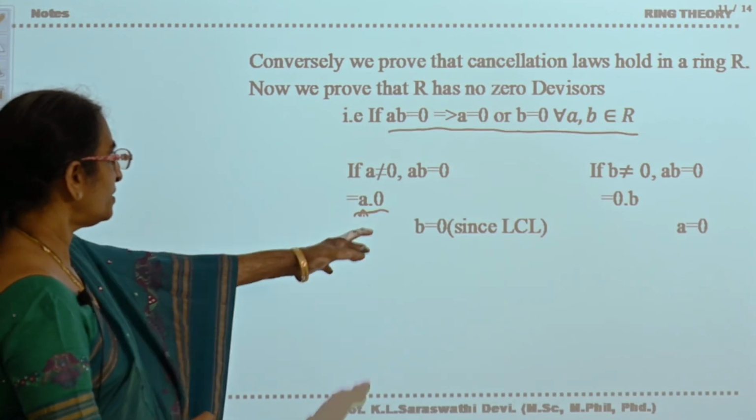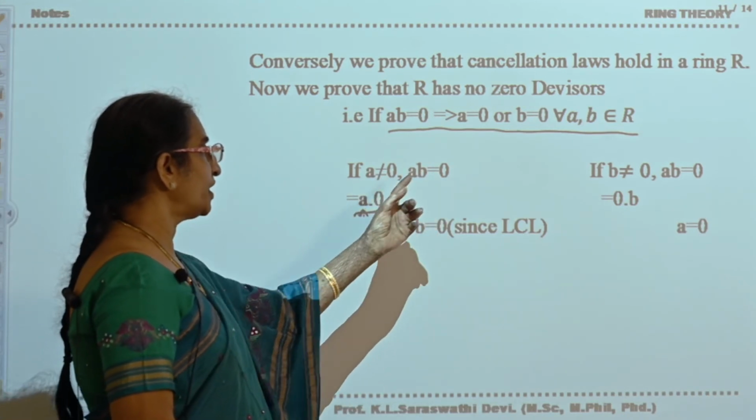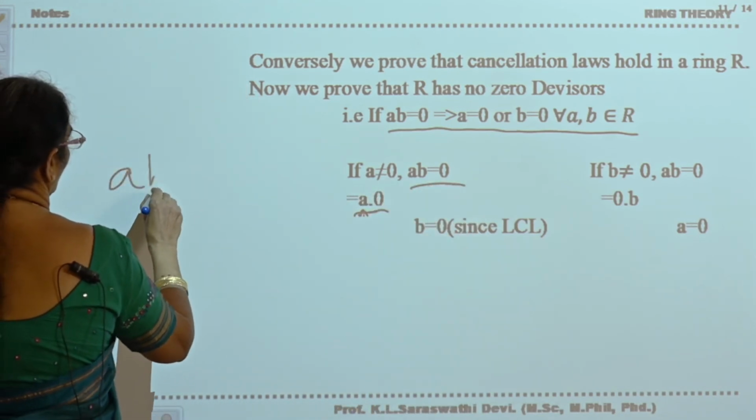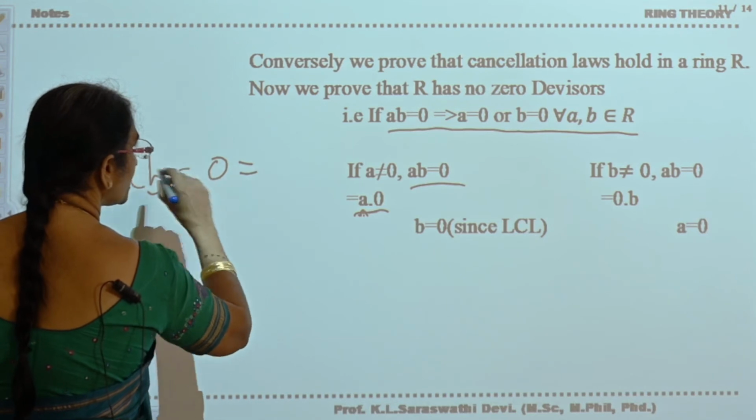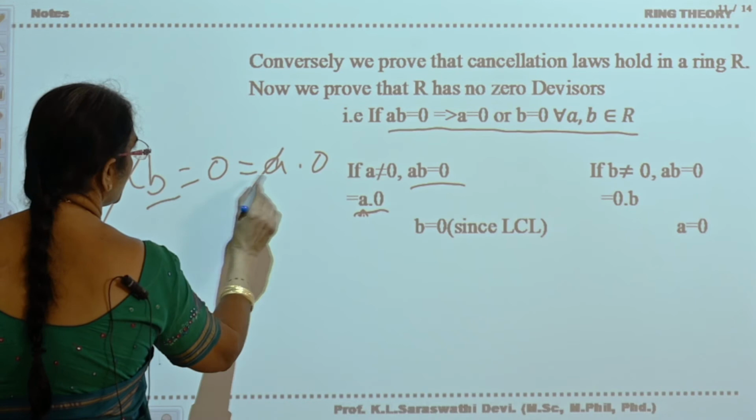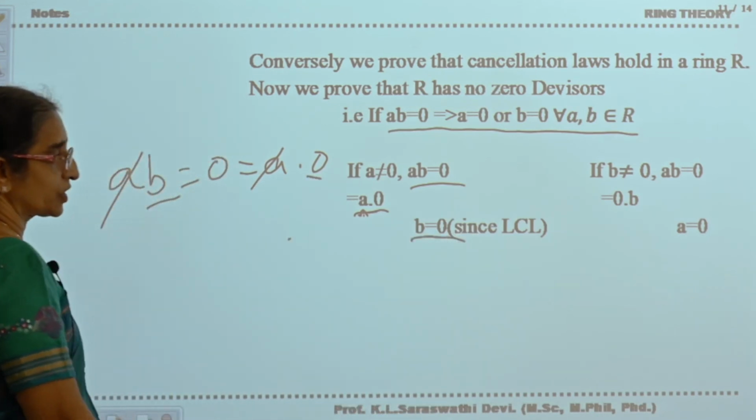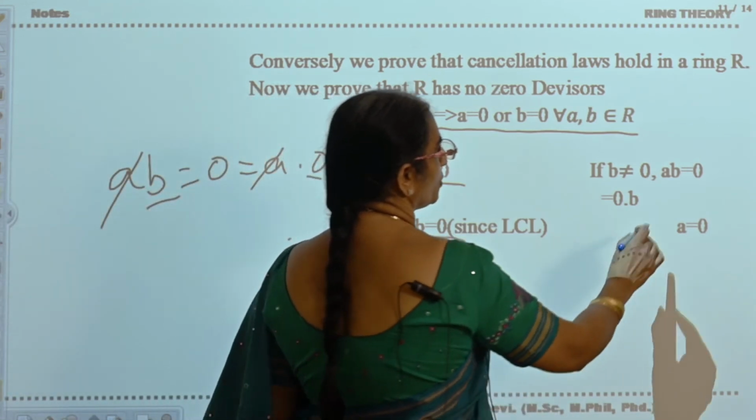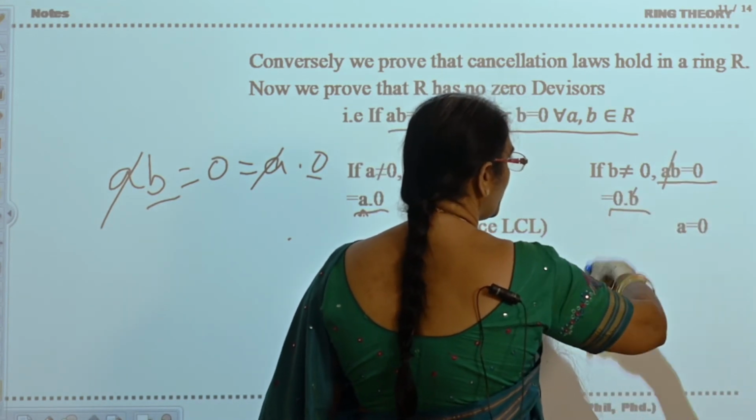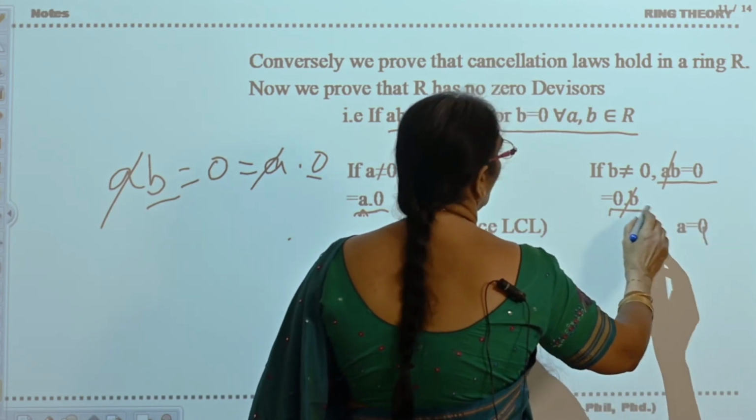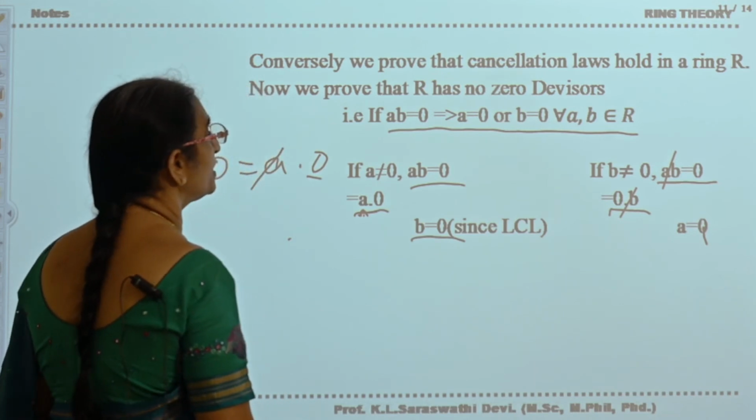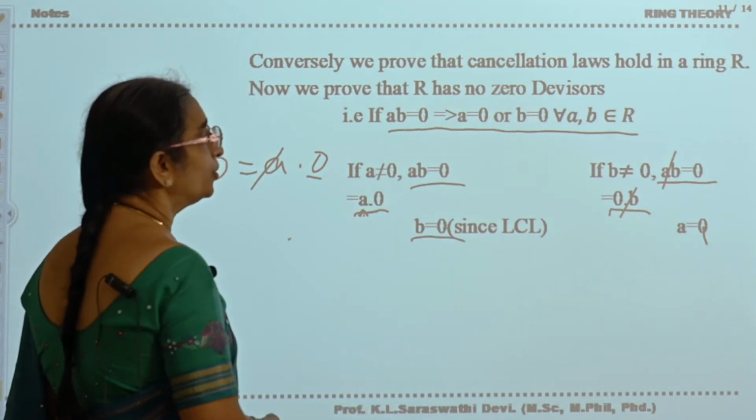This 0 can be written as A dot 0. See here, AB is equal to 0, and this 0 can be written from the properties as A dot 0. So, A will get cancelled, and B is equal to 0 by left cancellation law. Suppose B is not equal to 0, then AB is equal to 0 into B. By right cancellation law, B cancels, then A is equal to 0. But B is not equal to 0, and you are getting A is equal to 0. Therefore, the ring has no zero divisors.